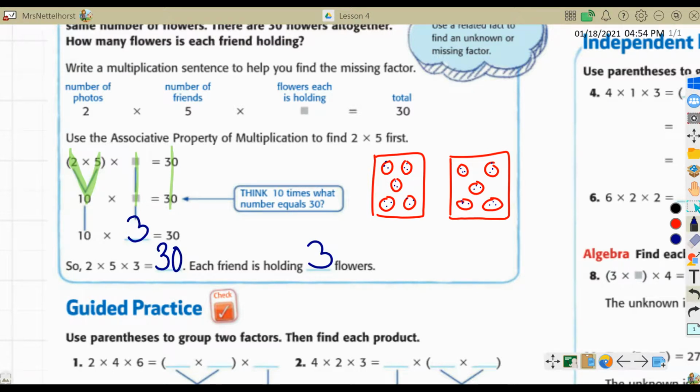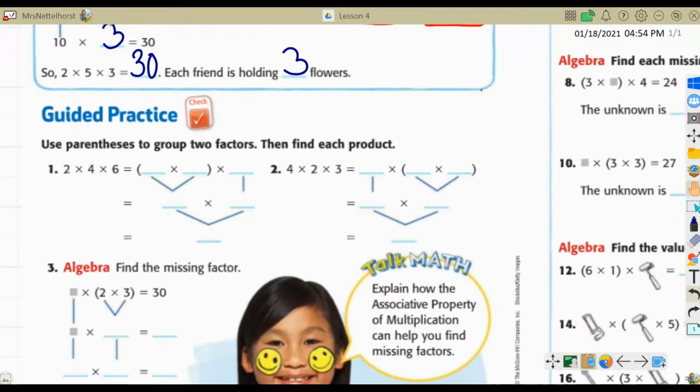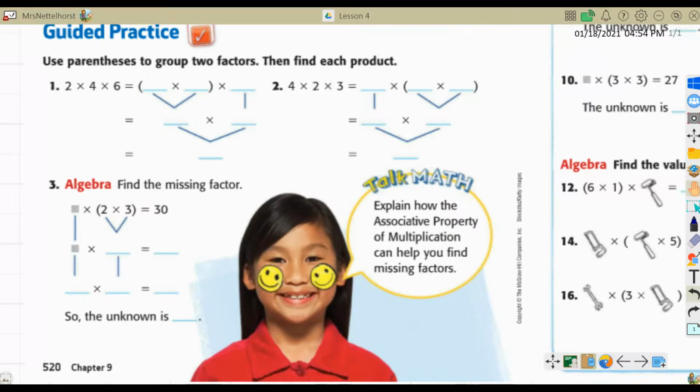Okay, now we're going to do guided practice. So I'm going to read the problem to you. You are going to fill in your blanks, and then you're going to pause your video, fill in your blanks, and then turn it back on. See if you got your answers right. If you didn't, please fix them so that you are practicing correctly.